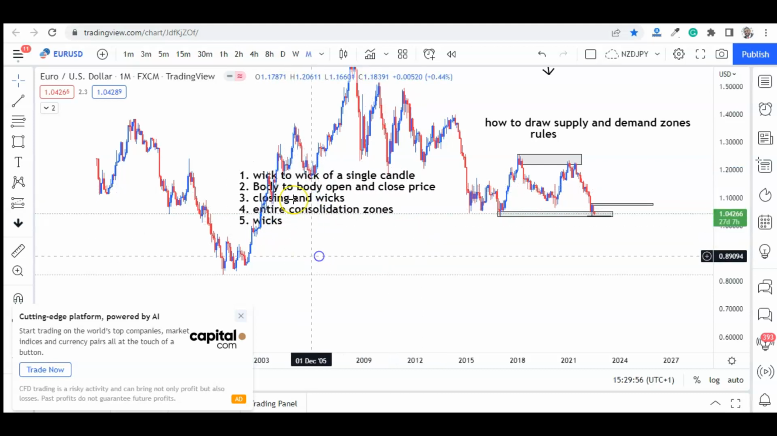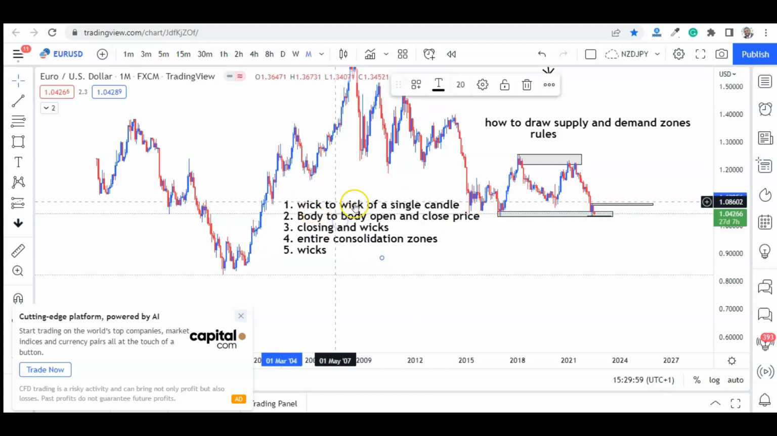Okay, so the first one here is the week to week. That means a single candle, body to body, open and close of the price. You can mark that as the supply and demand zone. You can look for the closing and the wicks. The closing price is very, very important in trading. Now that closing price and the wick that leads to that closing price could be your supply zone or your demand zone, depending on the direction.